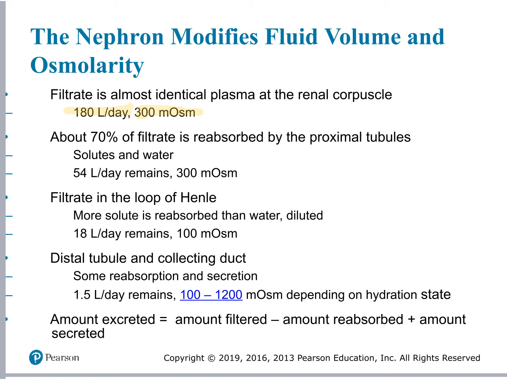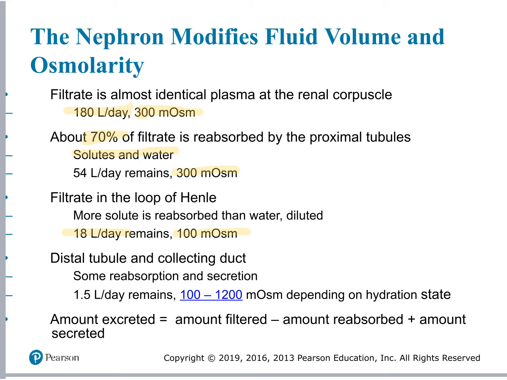The proximal convoluted tubule is going to reclaim about 70% of that back into the cardiovascular system. That is part solutes and it's part water. Again, this is still about 300 milliosmoles. And we're going to look at a picture here in a minute, and we're going to follow it and visually see how the osmolarity changes as the filtrate moves through the renal tubule. All right, then the filtrate moves through the loop of Henle. It reclaims another 18 liters. But now the osmolarity has changed. The osmolarity is a lot lower.